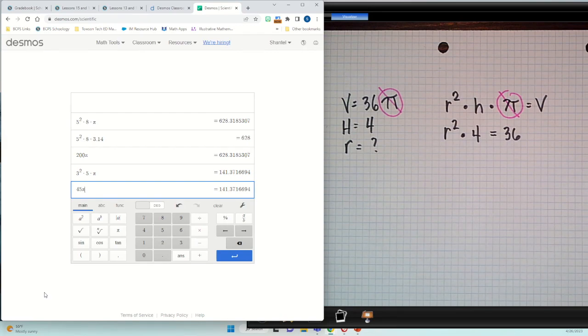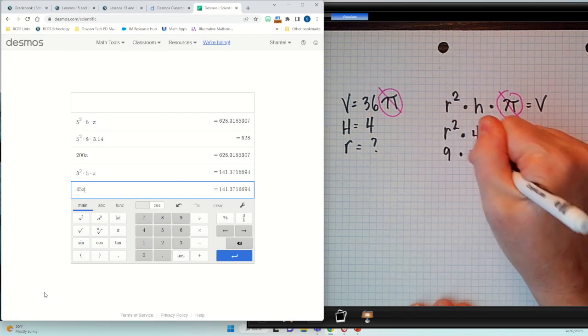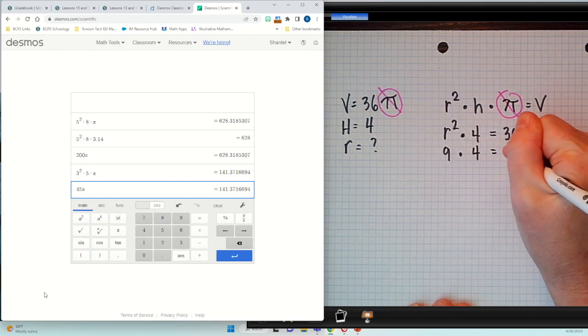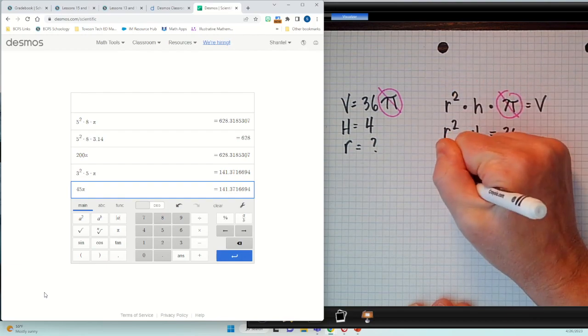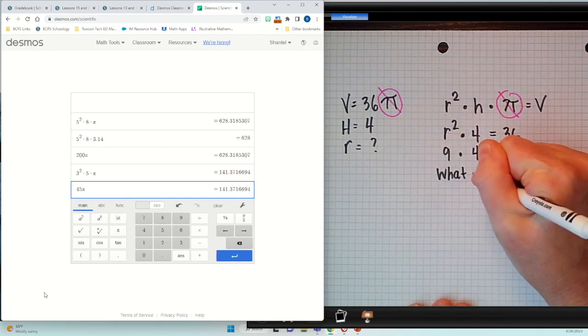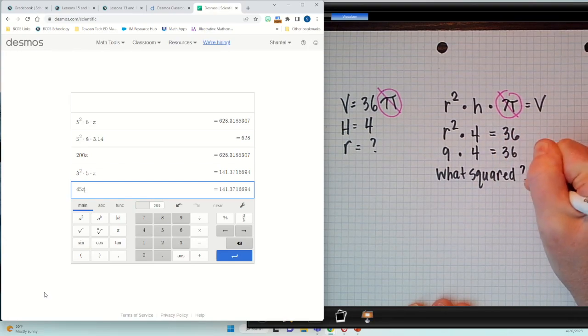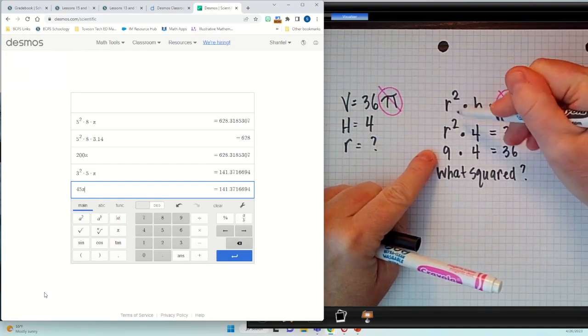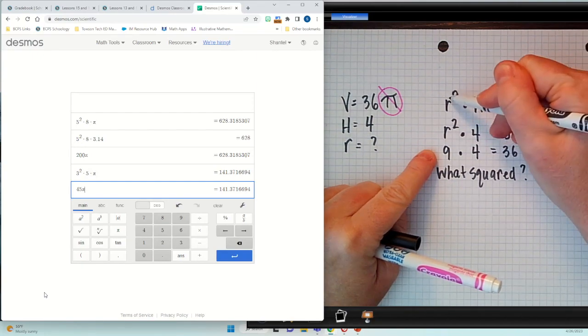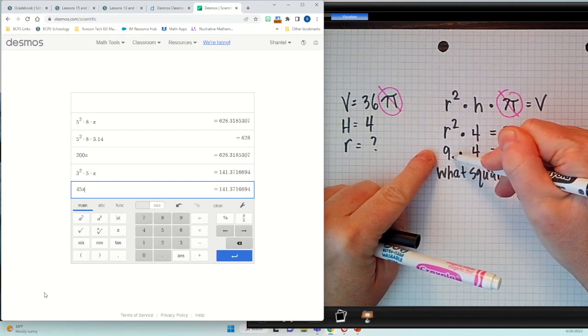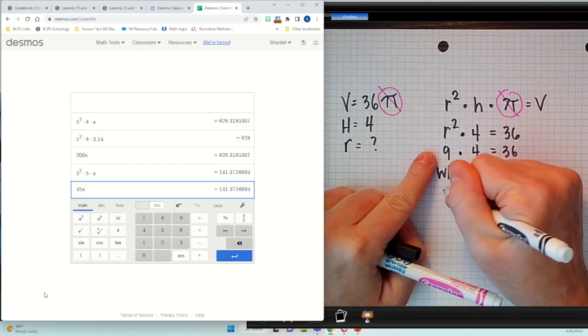Okay, so what times 4 is 36? Well, 9 times 4 is 36. A lot of you think the answer is 9, but this is not the answer. What squared is 9? What squared is 9? So I don't want to put 9 because 9 is what this is, r squared. I need that number. It's 3, right? 3 times 3.